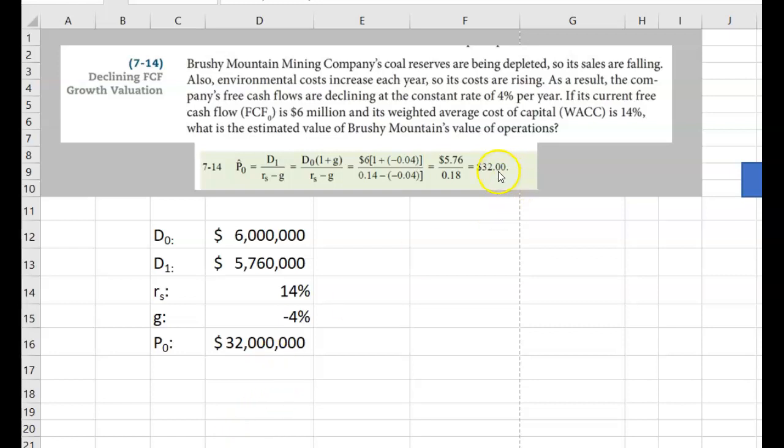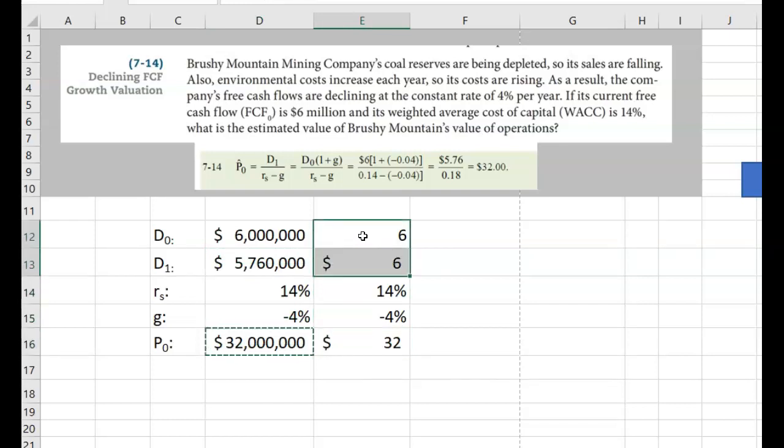Don't be confused by 32. Remember that they put 6 here. They were doing the problem in millions. So if you wanted to do this one again, you could put 6 here, make these all the same, and copy your calculations over, and you will come up with 32 as your answer. Okay, and I would probably format that, and that gives us the exact answer that we see above.